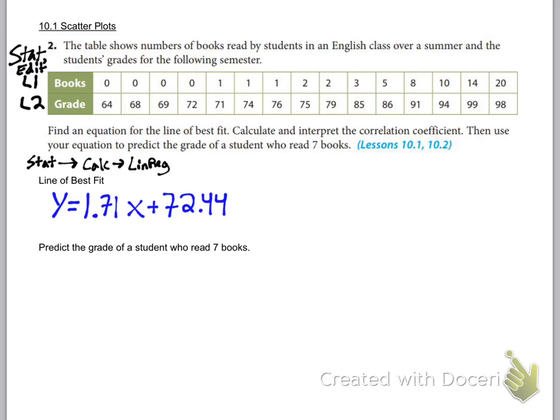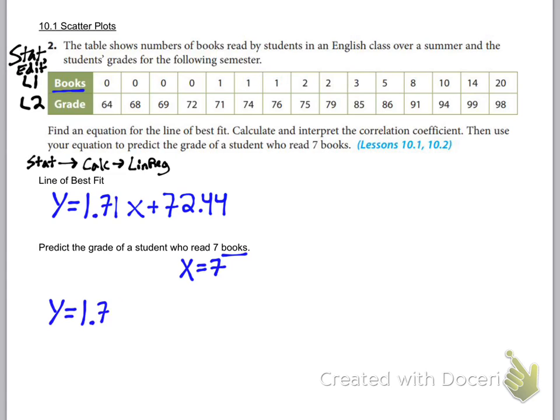The way I checked my work was I plotted it on the graph. If you go to zoom and look for zoom stat, that will zoom in on the stats. And I saw one of my points was way off. So then I went back and looked and found that point, and noticed I typed in the wrong number.